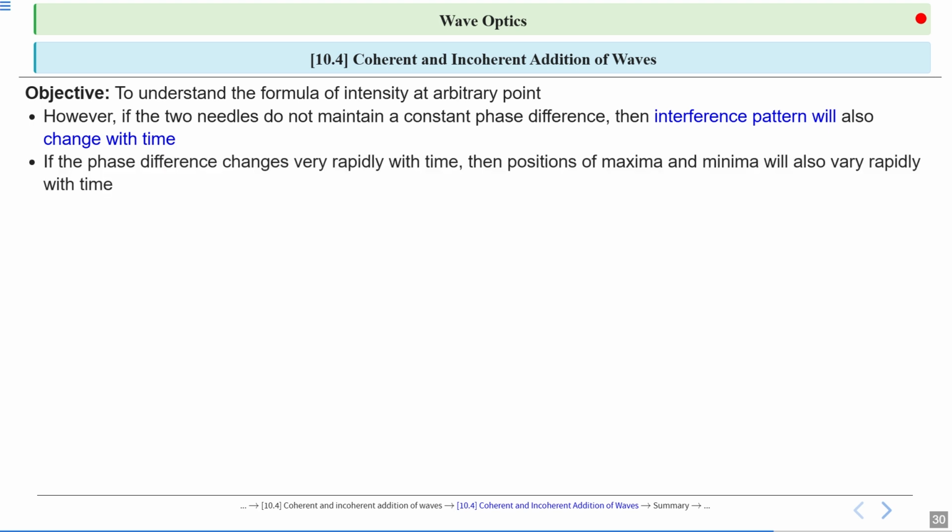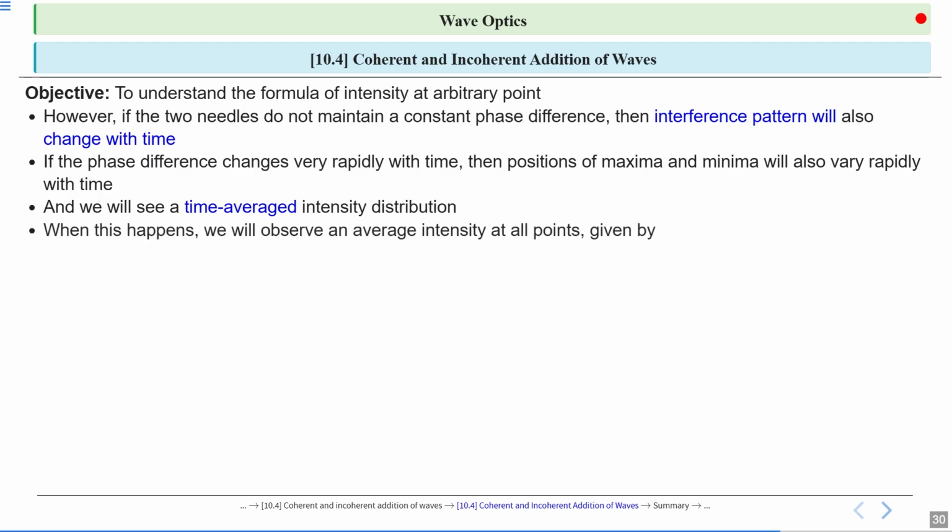So if the phase difference changes very rapidly with time, the positions of maxima and minima will also vary rapidly, and we will see a time average intensity distribution. So we will not see the maxima and minima. The intensity is now not 4I naught maximum and 0 minimum, and it will not increase or decrease. We will see a time average intensity distribution, so at all points there will be an average intensity.